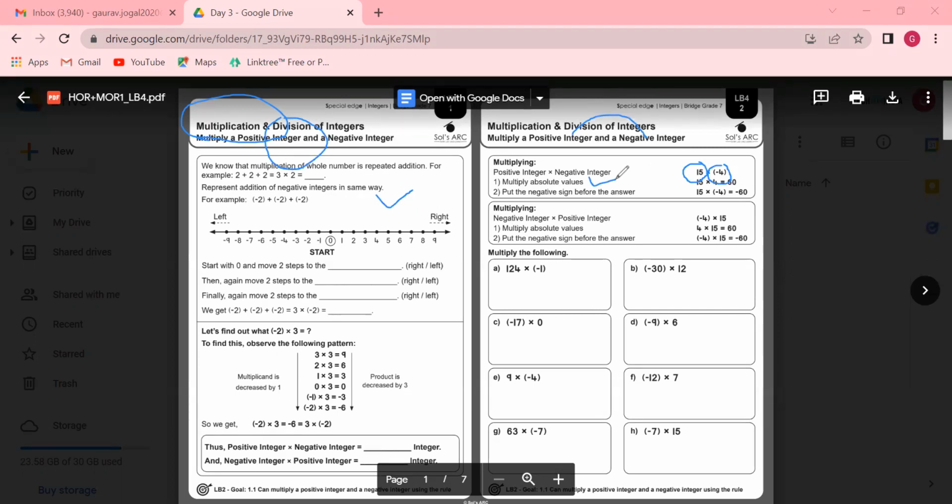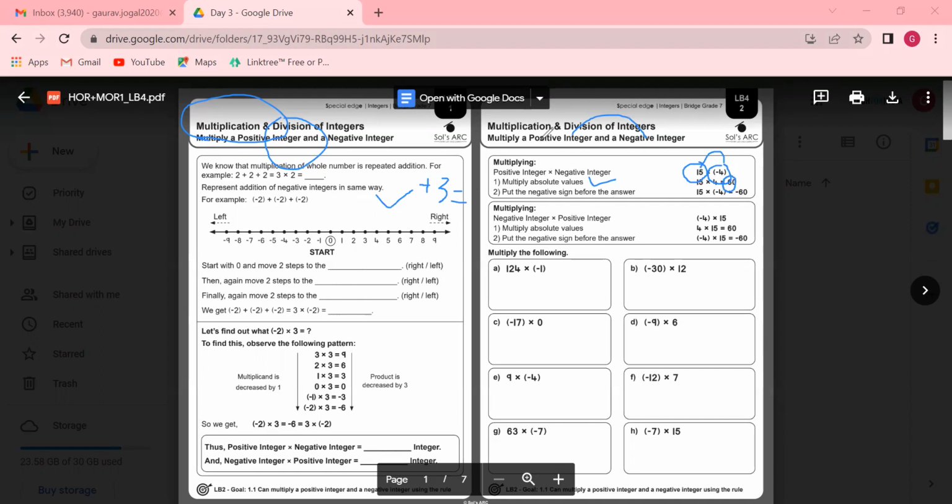Absolute values, again, if you go to the first worksheet, you remember absolute values, matlab plus 3 ki absolute value is only 3. You remove the sign. And -3 ki absolute value is also 3, right? You remove the sign and whatever is left, that's the absolute value. So you first multiply the value. 15 ki will be 15 and -4 ki 4. So 15 4s are 60.